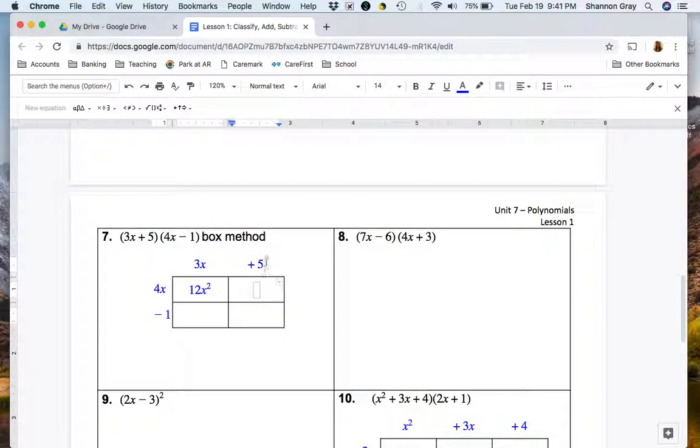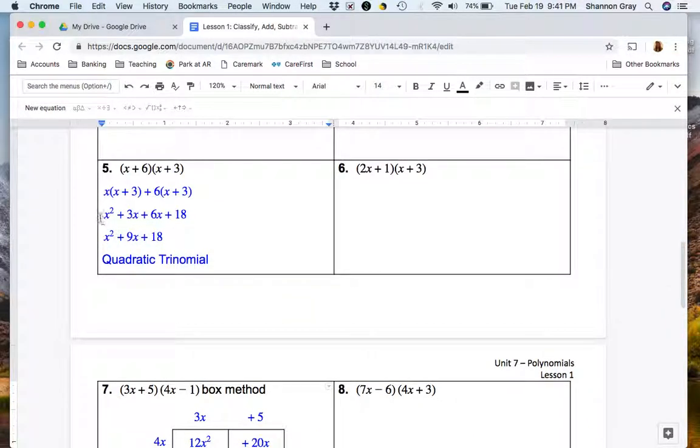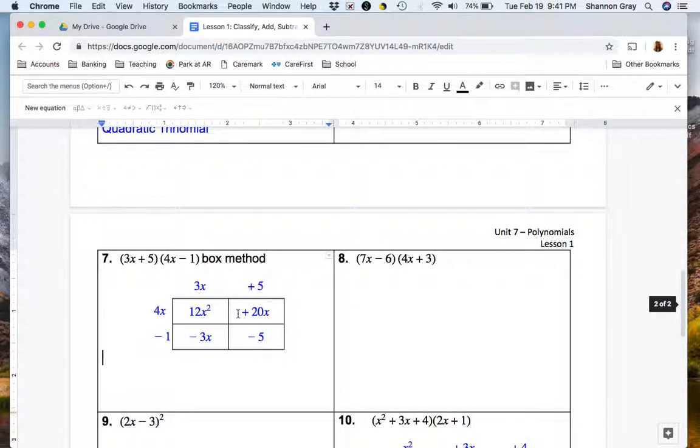And then if I move over here, I have 4x times positive 5, so that's going to be positive 20x. And then if I move down here, I have negative 1 times 3x, so that's negative 3x. And then my final box over here is negative 1 times positive 5, that's going to be negative 5. So I have the same 4 pieces, obviously the numbers are different, but I have the same 4 pieces that I had up here. It's just a different strategy, different approach, different visual.